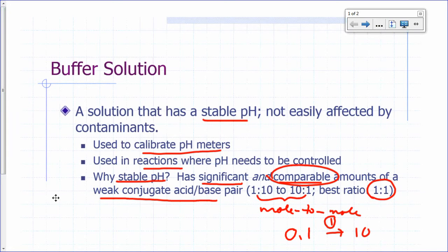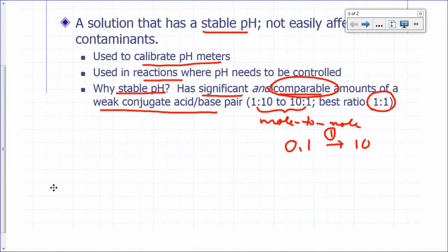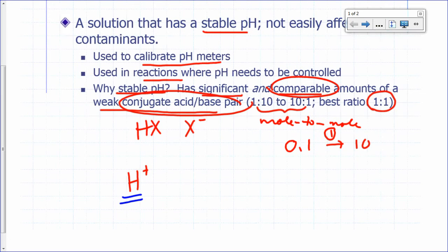Okay, the question is, why would it be stable if it has this? The reason is, let's say you contaminate your solution with an acid, so your acid produces H+. Well, your buffer has a conjugate acid-base pair. So let's say the conjugate acid is HX and the conjugate base would be X-. If you add an H+ contaminant, it reacts with the conjugate base of HX that happens to be in that solution, and because you have a significant amount of that, whatever H+ you introduce into your solution gets converted into HX. So you're not going to alter the concentration of H+ significantly.